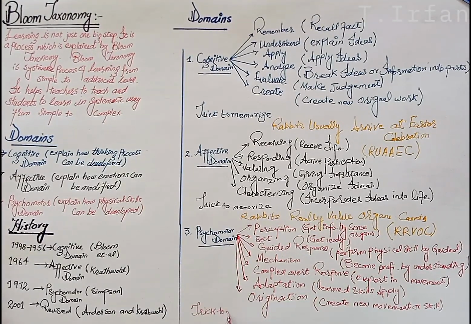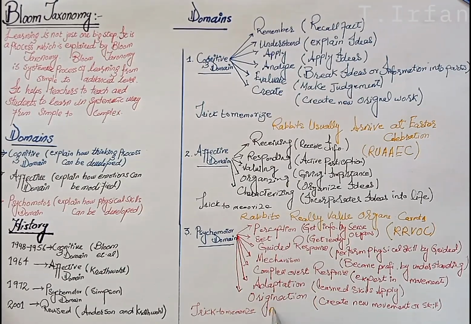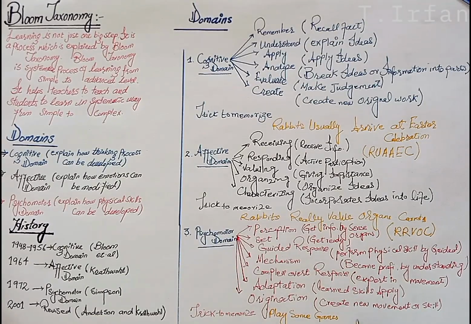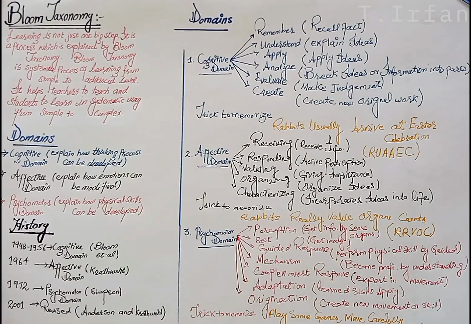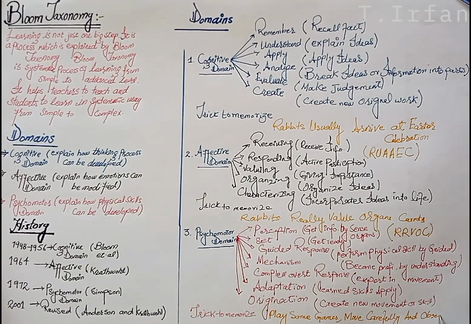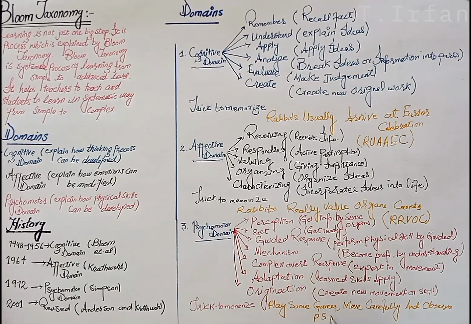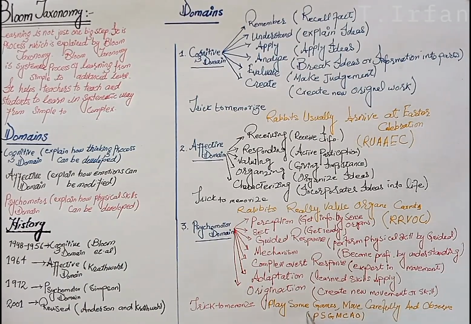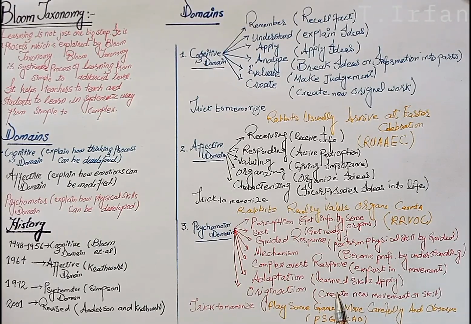There is a simple trick to memorize these 7 levels, with a sentence which I made, which is: play some games, move carefully, and observe. We use the first letters of these words to recall the 7 levels. P from play for perception, S for set, G for guided response, M for mechanism, C for complex overt response, A for adaptation, O for origination.